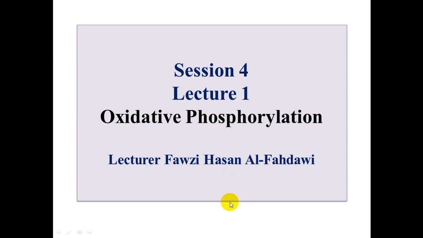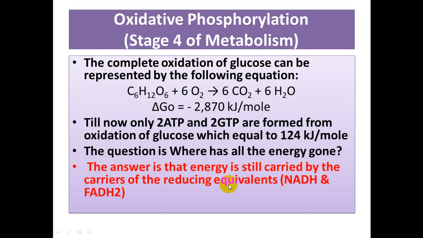السلام عليكم. الآن نبدأ المحاضرة الأولى من سيشن 4 اللي هي Oxidative phosphorylation. Oxidative phosphorylation اللي هي stage 4 of metabolism. The complete oxidation of glucose can be represented by the following equation.